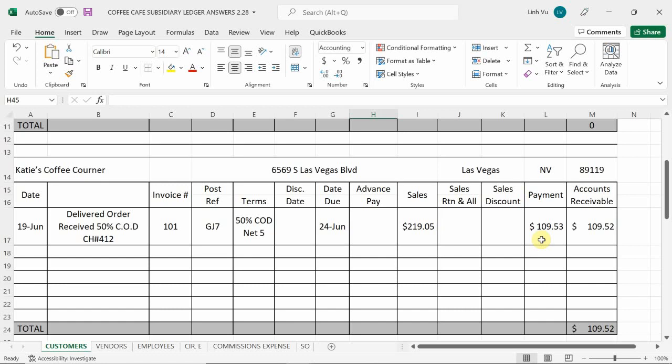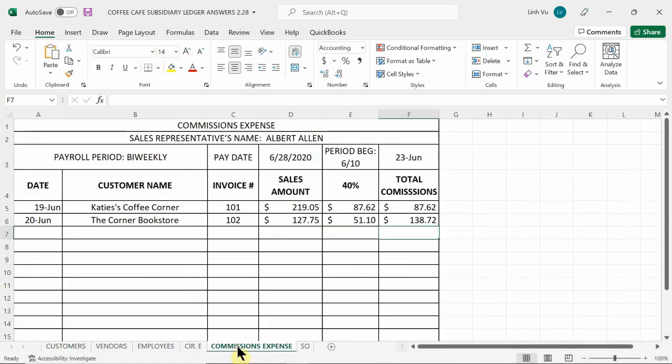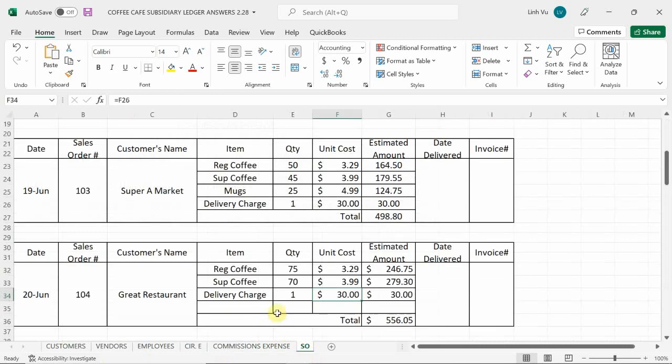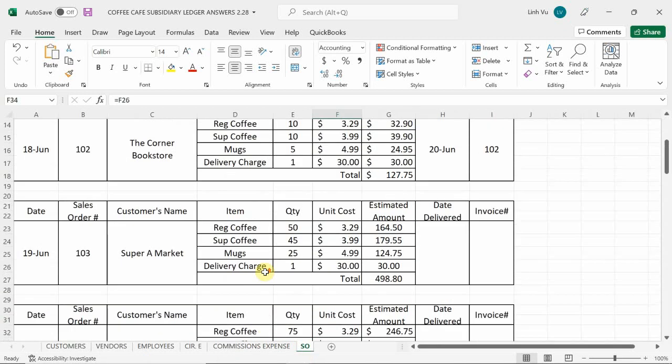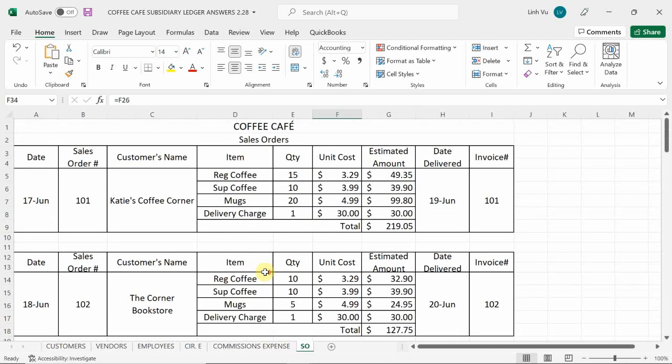We need to go to customer expenses. No. Oh, commissions expenses? No, that doesn't tell me anything either, because commissions only tells me how much I need to pay Albert. You're getting closer. So sale. What is it called? Sales order. Okay? So in this case, sales order number 101.